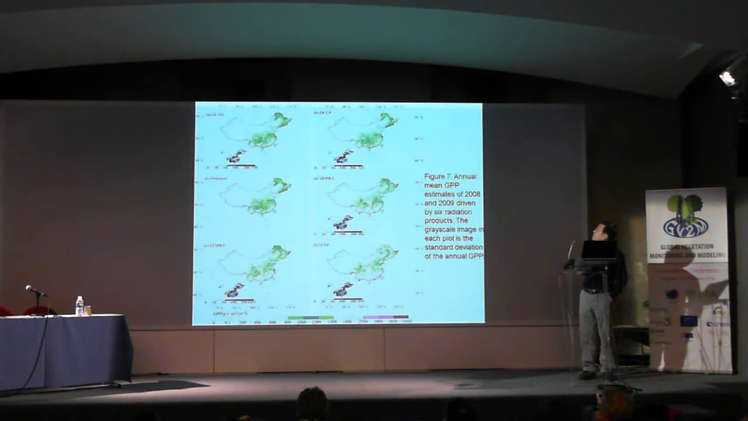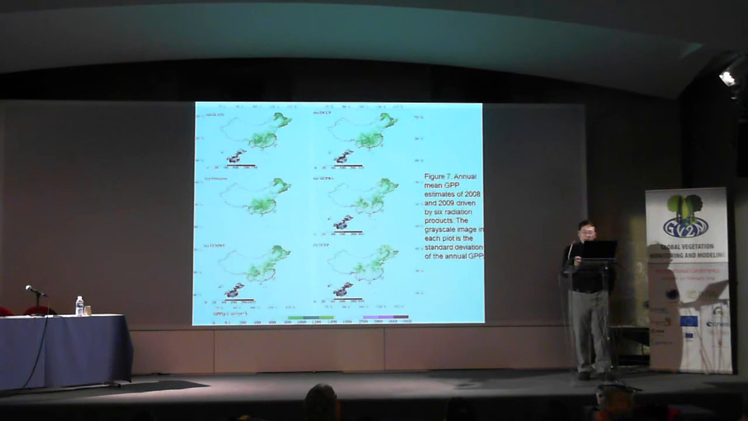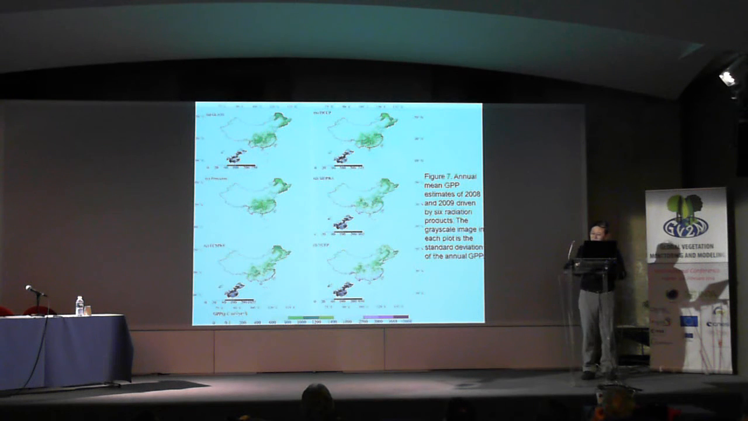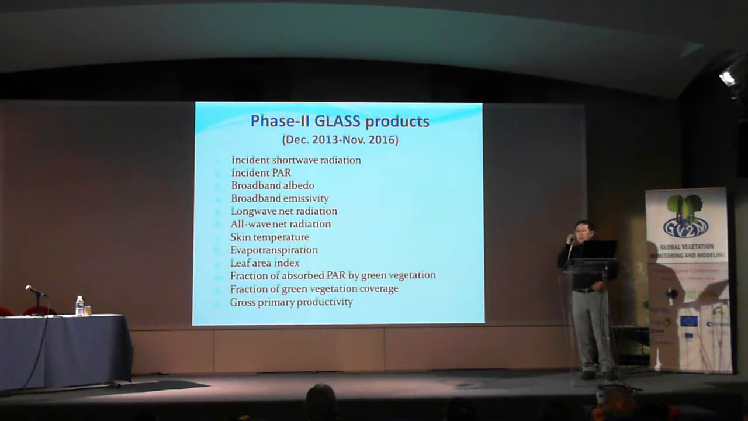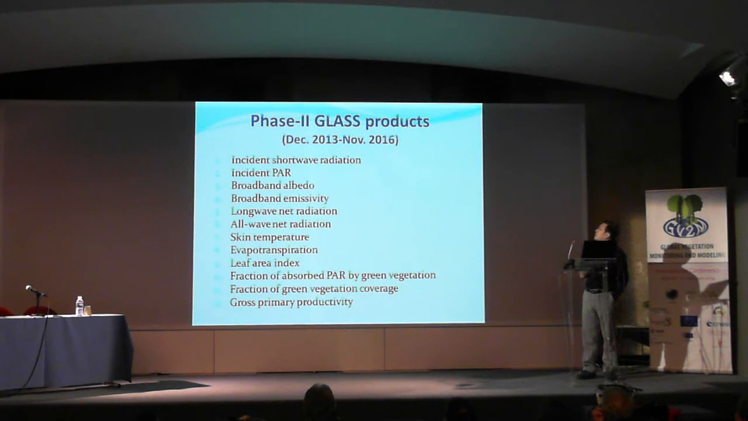So we're using this approach to calculate the GPP map of China in 2008 and 2009. Obviously, you can see different radiation products produce different spatial patterns of GPP. So that demonstrated the importance of using high quality solar radiation data, particularly the PAR product. So that was the phase 1 GLASS products.